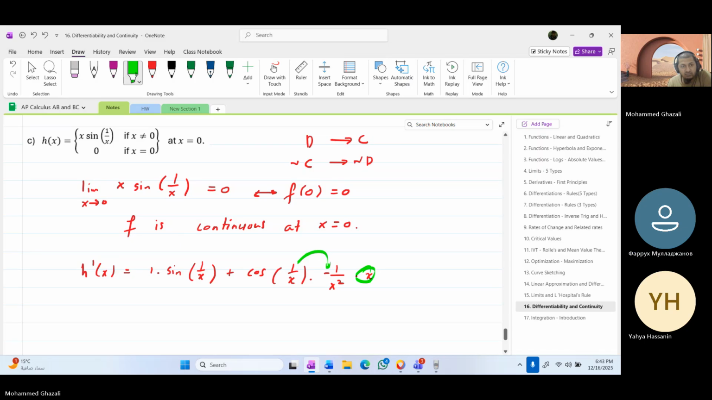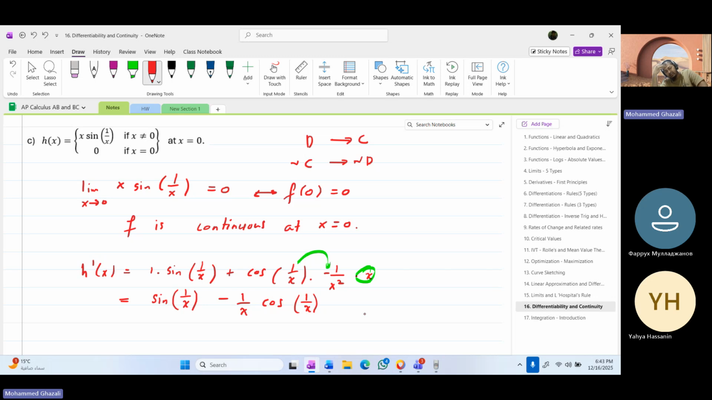Now, I've got sine 1 over x, minus 1 over x cos 1 over x. Sine 1 over x minus 1 over x cos 1 over x. Yeah, it's correct. I'm just checking how we're going to investigate the limits.